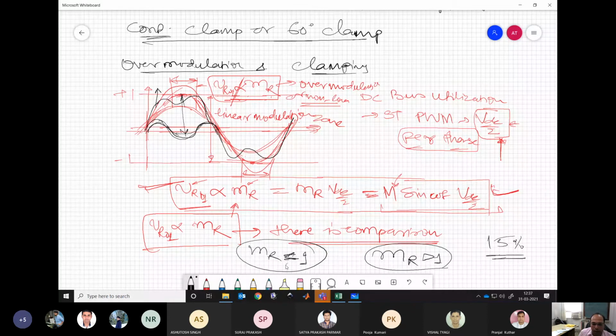For sine triangle PWM, MR has to be within this plus minus 1 boundary. Now for third harmonic injected PWM, we can increase it a little bit more because we are able to bring down our peak. Getting my point? Yes, sir.